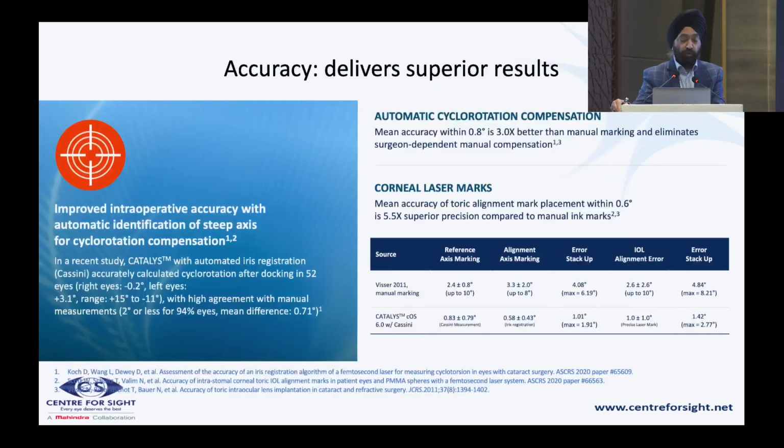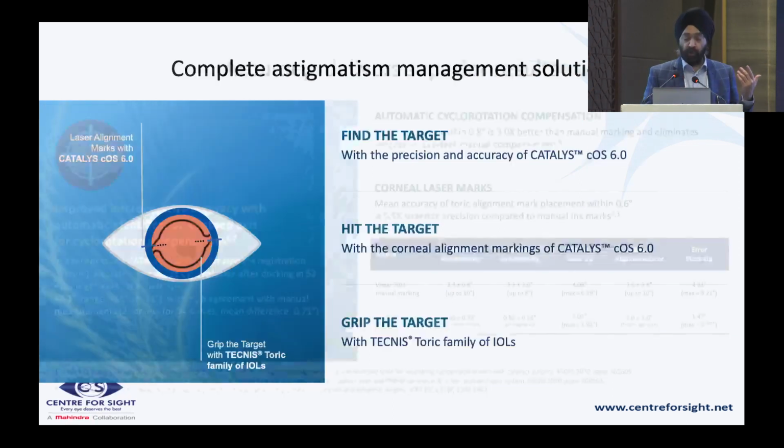So this was more like a little manual thing. But for those in the studies who had the Cassini, when you looked at the sample size, the refraction, the alignment marking, as also the IOL alignment error, you could see that there was very little error. So this was found to be much better than manual markings for making LRI or for the placement of the toric lens. So this was automated and it gave you a good outcome.